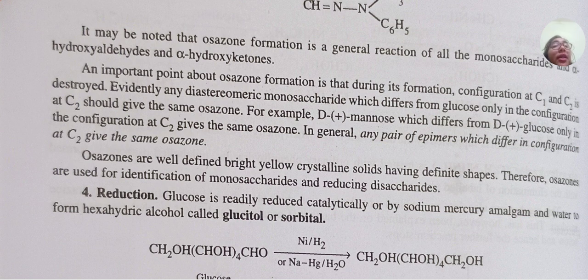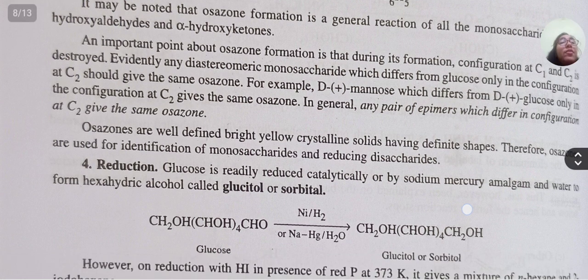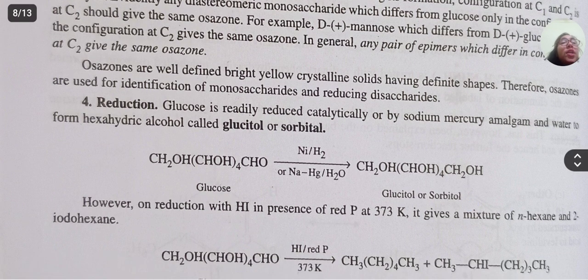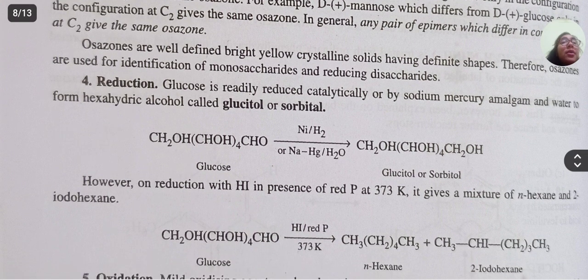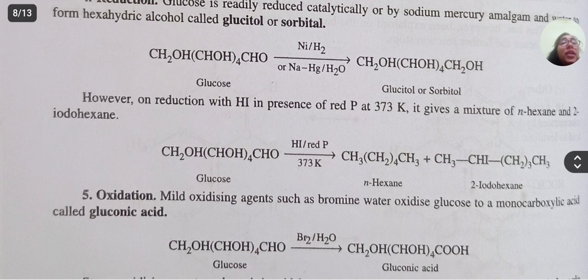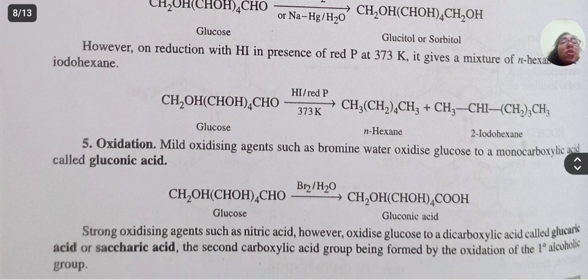Osazones are well defined, bright yellow crystalline solids having different shapes. Therefore, osazones are used for the identification of monosaccharides and reducing disaccharides. Reduction. Glucose is readily reduced catalytically or by sodium amalgam and water to form the hexahydric alcohol called glucitol or sorbitol. Glucose is changed into sorbitol. However, on reduction with HI in the presence of red phosphorus, it gives a mixture of n-hexane and 2-iodohexane. Glucose into n-hexane and 2-iodohexane.